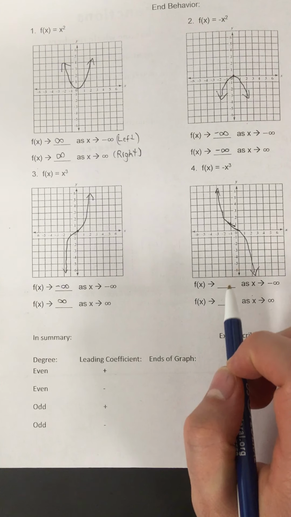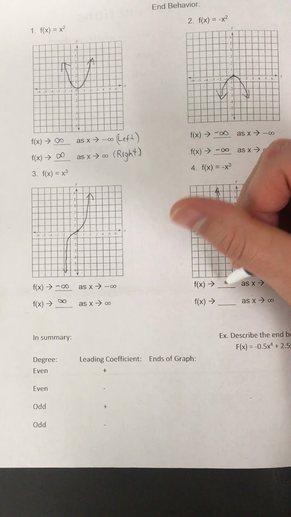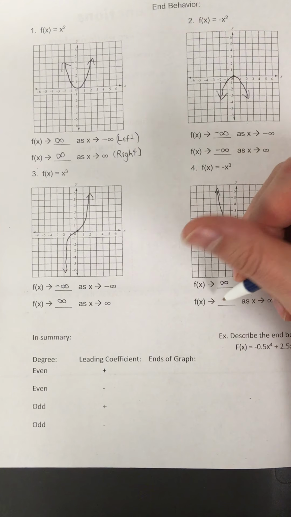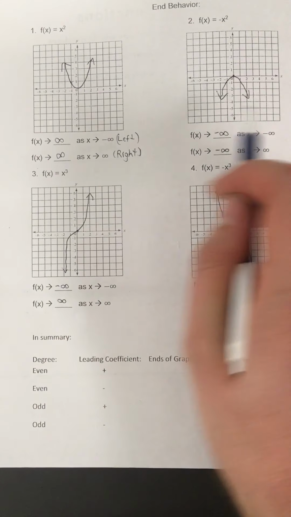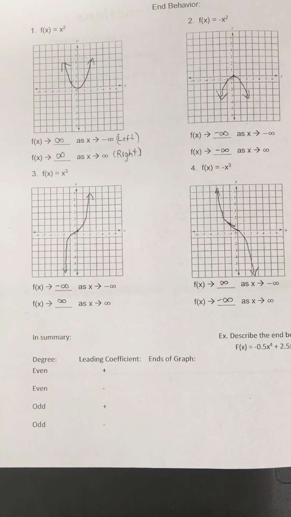The last one should be the exact opposite of that. All right. As you go into the left, this is going up to positive infinity. As you go into the right, this polynomial is going down to negative infinity. So you're just filling in either infinity or negative infinity. Whenever it's asking about end behavior of the graph, you're going to write this out. It's just going to be either a positive or a negative infinity.